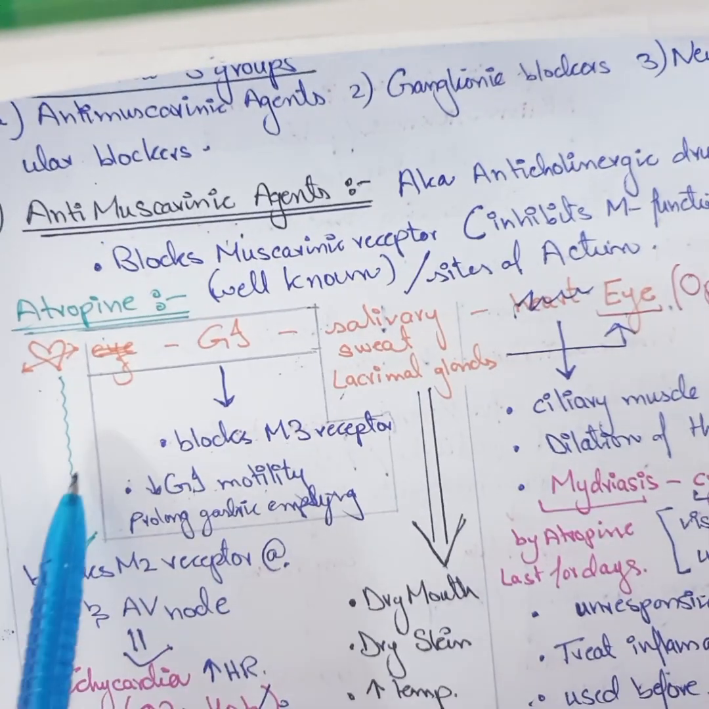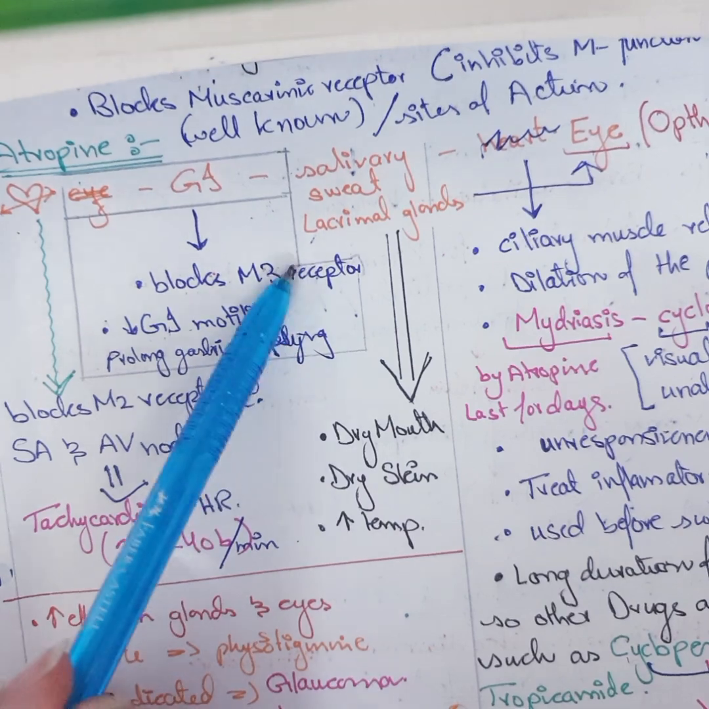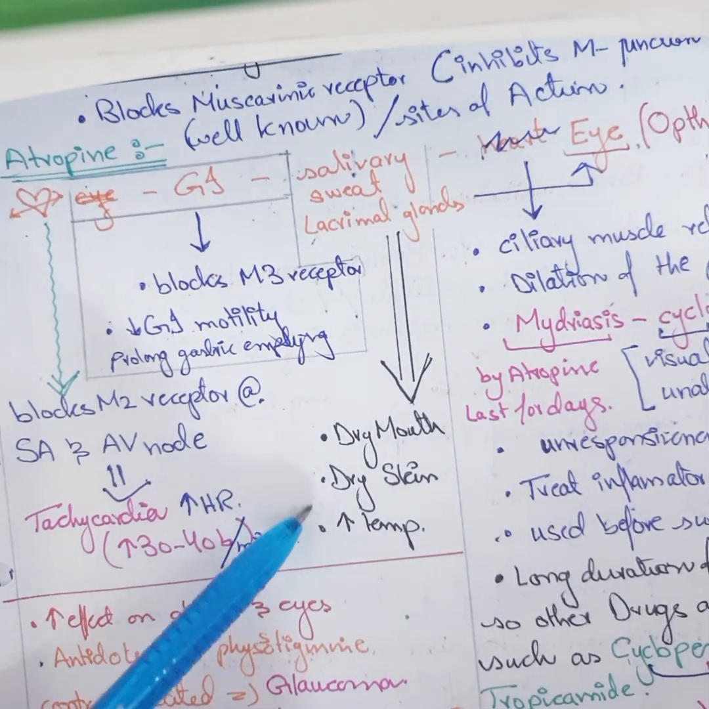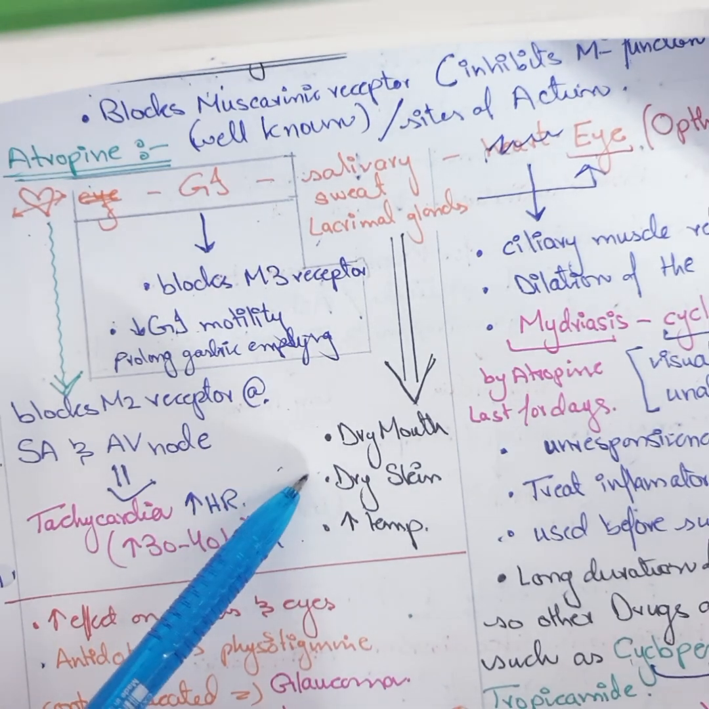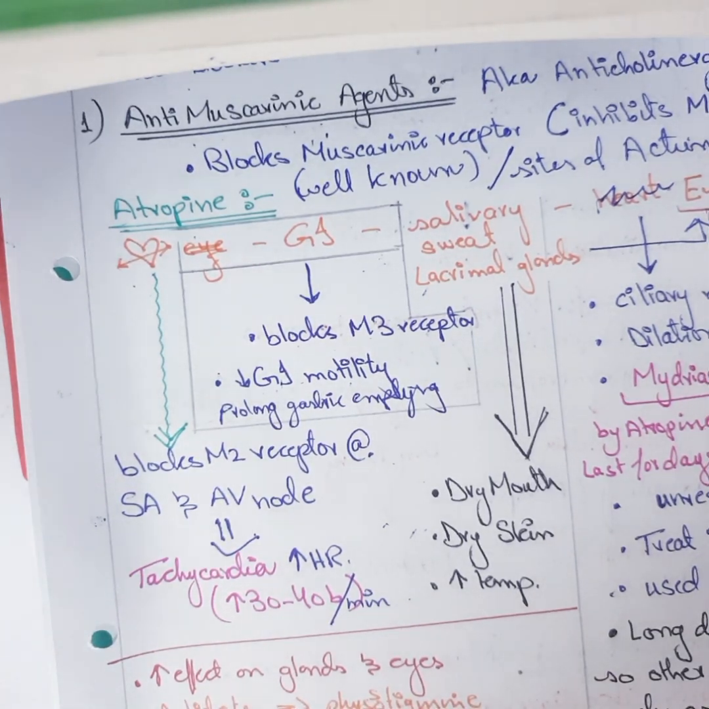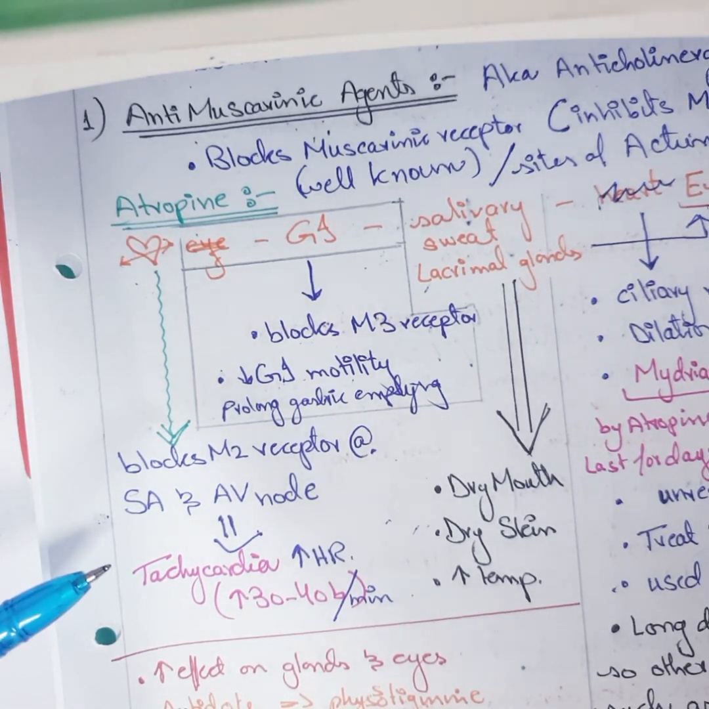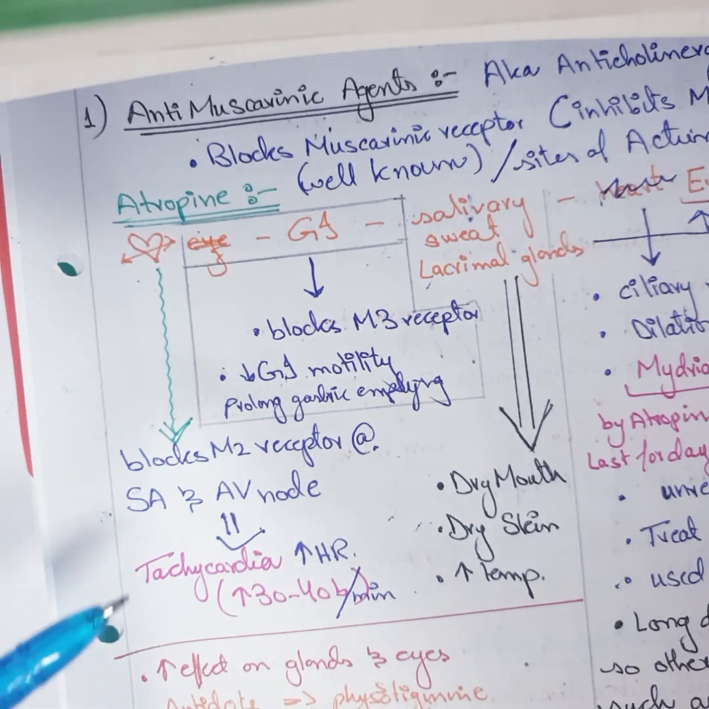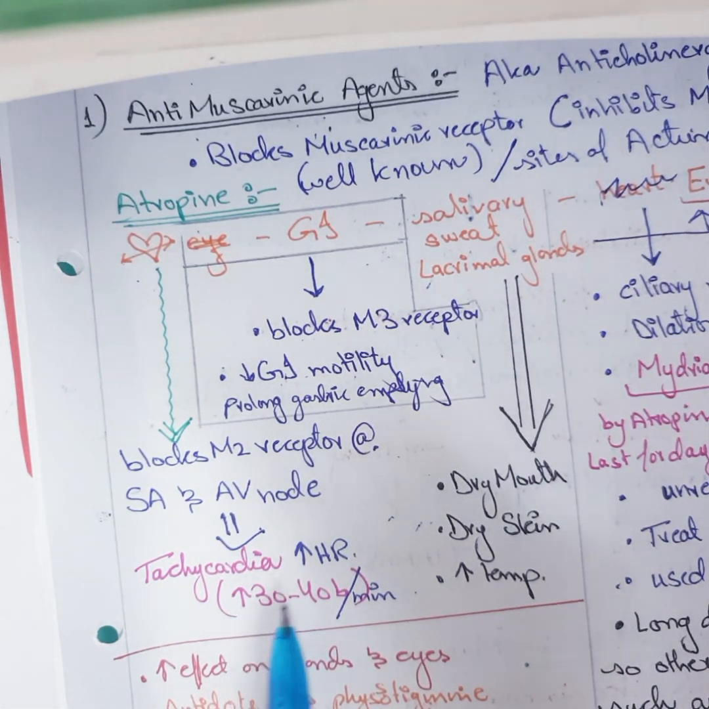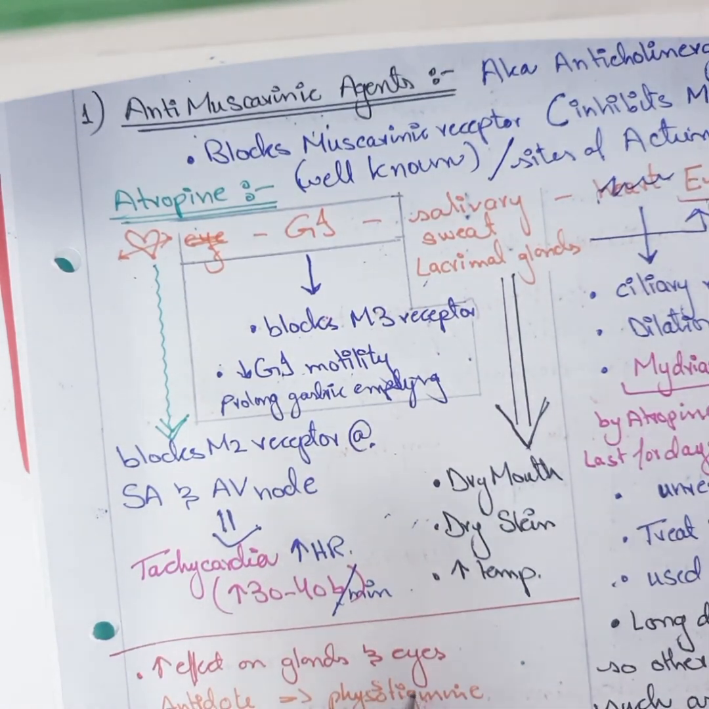If we use atropine on the salivary, sweat, and lacrimal glands, it leads to dry mouth, dry skin, and an increase in temperature, hyperthermia. At the heart, it blocks the M2 receptor at the SA node and AV node. This will eventually lead to tachycardia, but it will only increase the rate by 30 to 40 beats per minute. It will lead to an increase in heart rate and a decrease in BP.